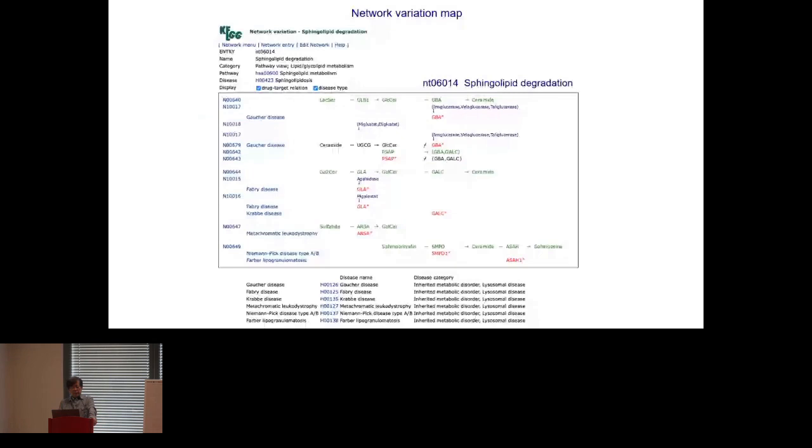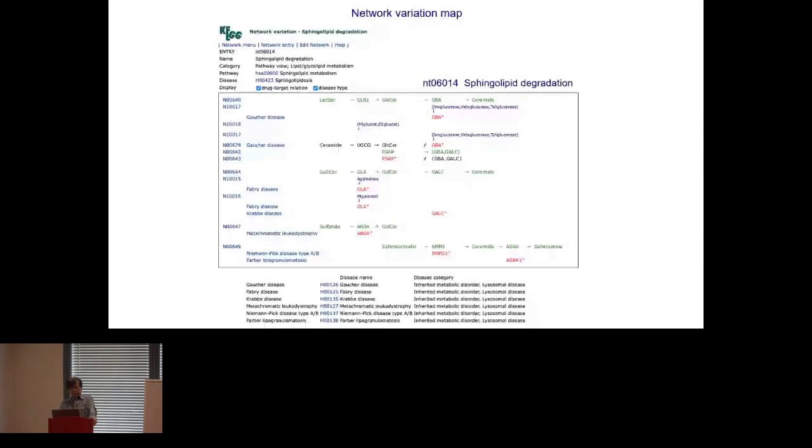To do that, we have a network variation map. Again, we have a number of regulatory cancer pathways and so forth, but I take this from a metabolic disease and from sphingolipid degradation, and some certain genes. The red marked part is a gene variant. These are all enzyme defects, and from the top here it's a drug. It's an enzyme therapy drug.